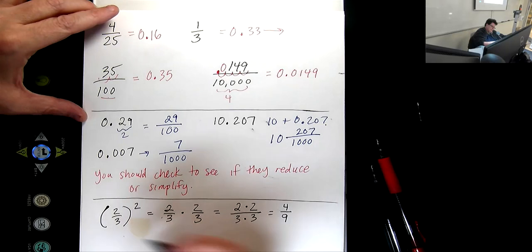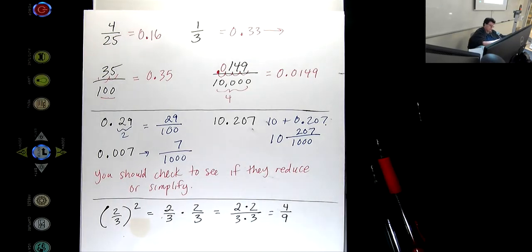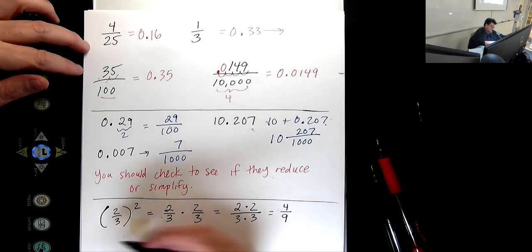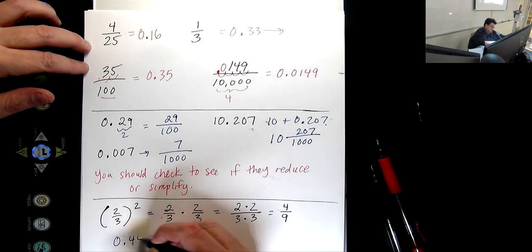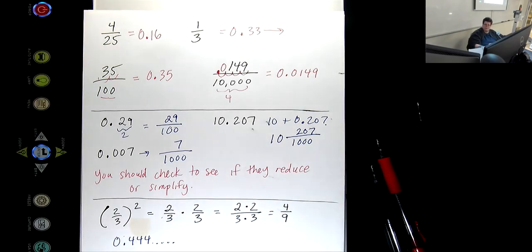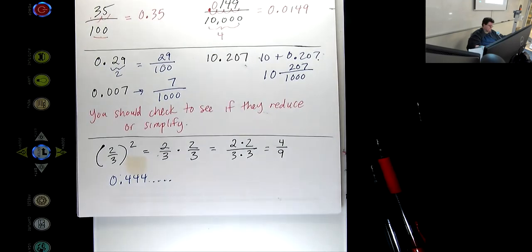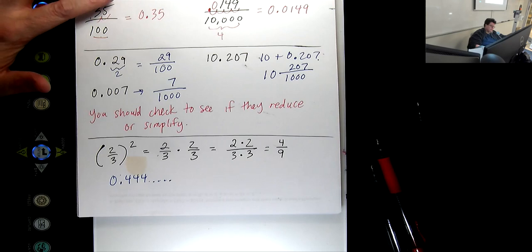If you throw this into a calculator, what do you get? I believe you get 0.4444 and you keep going. Someone check that for me, 4 divided by 9. Yeah. Okay, and we had that earlier with the 1/3, with the 0.33333.